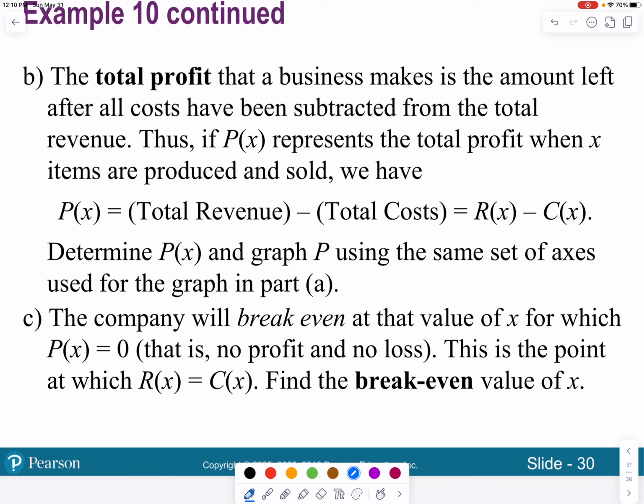So then the total profit that the business makes is basically going to be the total revenue minus total cost. So we would take the 80X minus our cost function, the 20X plus 10,000, and we have to distribute that negative, so you have to watch out for that. The company will break even at the value for which the profit equals 0. So that's when your total revenue is going to be equal to your total cost.